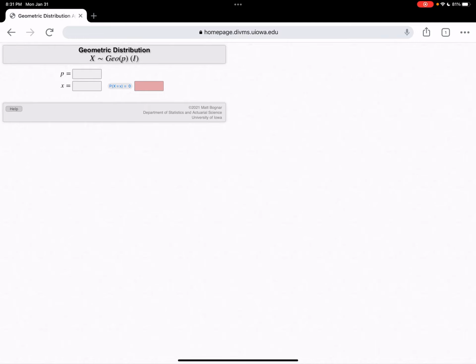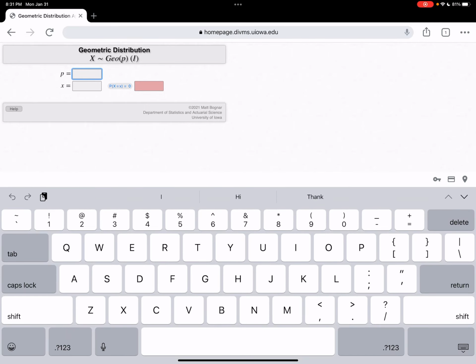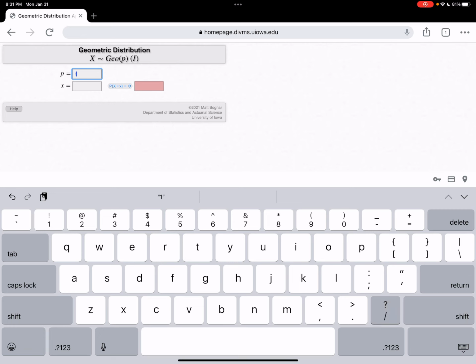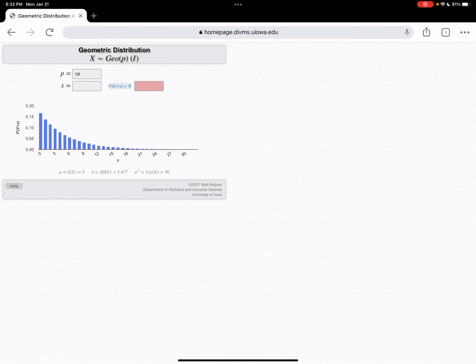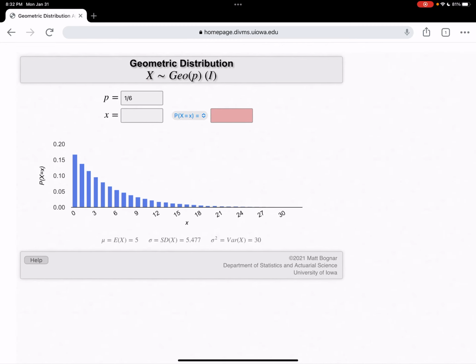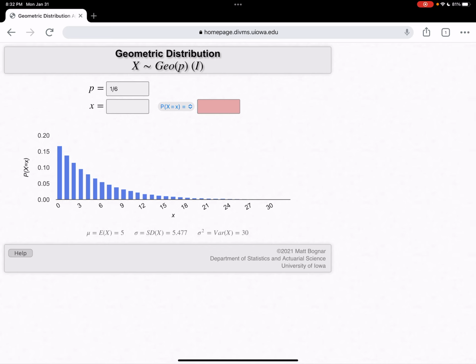All right. So if we have a 1/6 probability of success, kind of like rolling a die, here's what the geometric distribution is going to look like. So notice the shape. It has this strong right skew. And think about what this is saying. This is really our number of trials it takes until we roll the first 3.